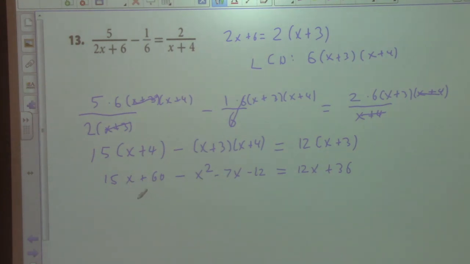So here you have negative x squared, you have plus 8x, and then you have plus 48, and it equals 12x plus 36. So you just add all this stuff on the right or subtract. So plus x squared minus 8x minus 48. That's supposed to be 36. Yep. There you go.